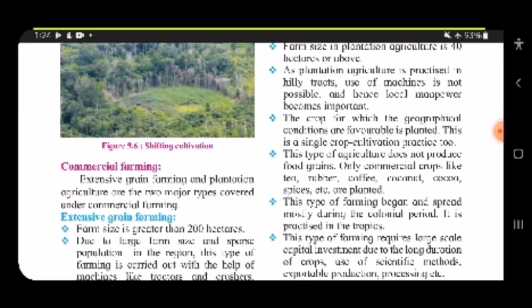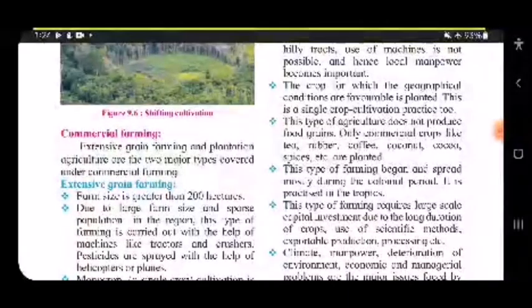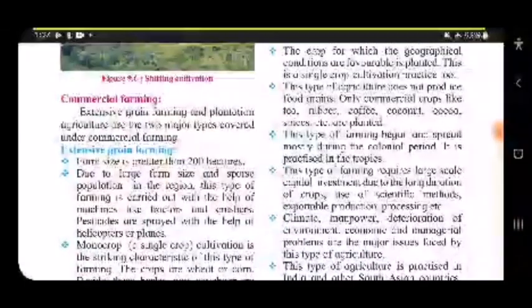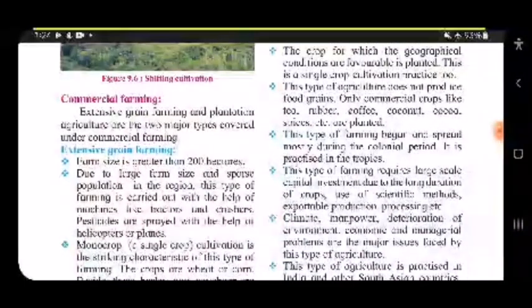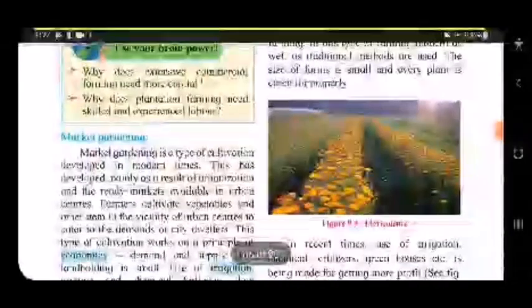The crop for which the geographical conditions are favorable is planted. This is a single crop cultivation practice too. This type of agriculture does not produce food grains. Only commercial crops like tea, rubber, coffee, coconut, cocoa, etc. are planted. Okay, so all these different types of crops are grown in plantation farming.